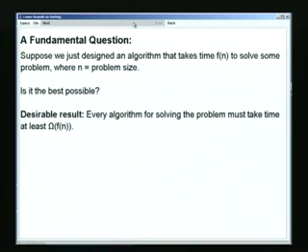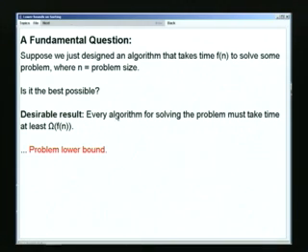Here is a possible result we will desire. We would like it if we can prove that every algorithm for solving the problem must take time at least omega of f of n. Remember, f of n is the time taken by the algorithm that we just designed. Suppose we proved a result like this, what would it mean? Would it be a valuable result?